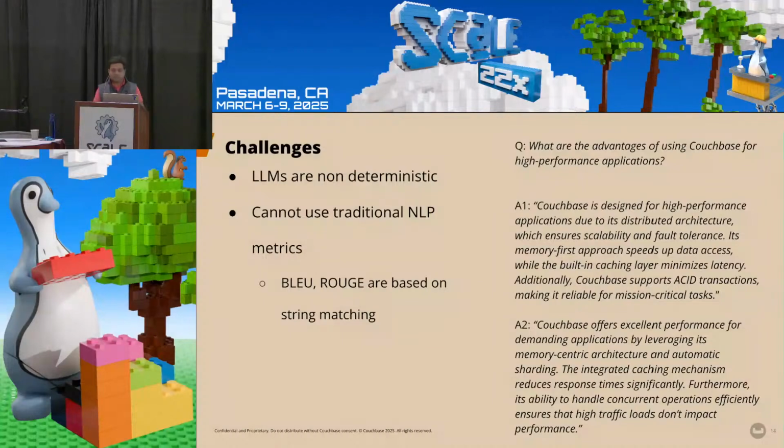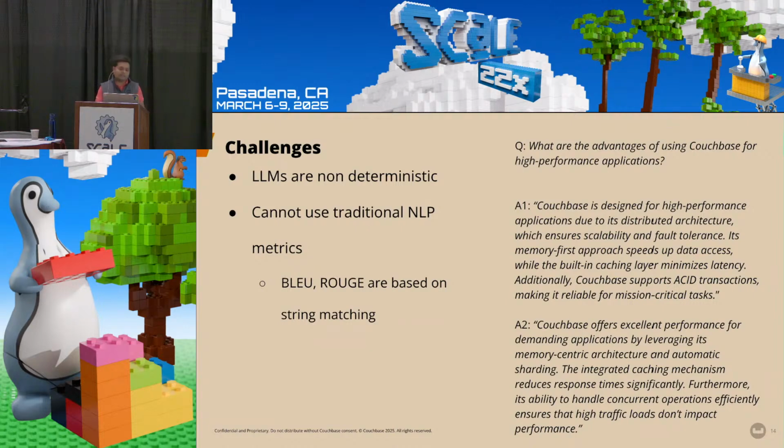So one is like Couchbase is designed for high performance applications due to its distributed architecture, which ensures scalability and fault tolerance. Its memory-first approach speeds up data access while the built-in caching layer minimizes latency. Additionally, Couchbase supports ACID transactions, making it reliable for mission-critical tasks.